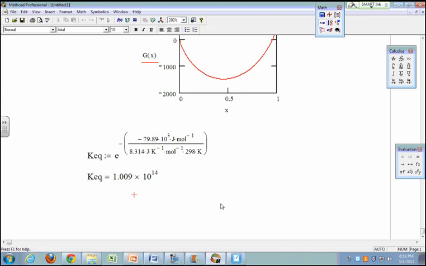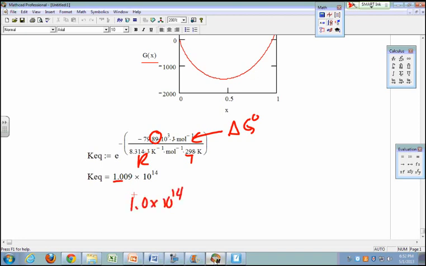Okay? So here you have 2 decimal places. So this is your delta G naught, and this is your R, and that's your T. 2 decimal places. That means when I take the antilog, I should have 2 significant digits. So it's going to be 1.0 times 10 to the 14.